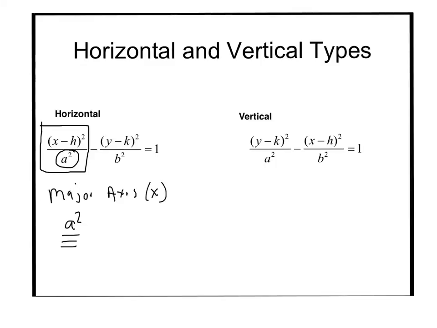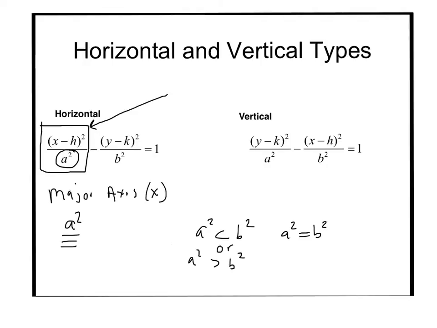Okay? Now, with this one, a squared does not have to be greater than b squared. So a squared could be less than b squared, or a squared could be greater than b squared. It doesn't matter. A squared could technically also equal b squared. It doesn't matter. It's where the position is. So it's the first one. So the positive term determines whether it's a y or an x opening.